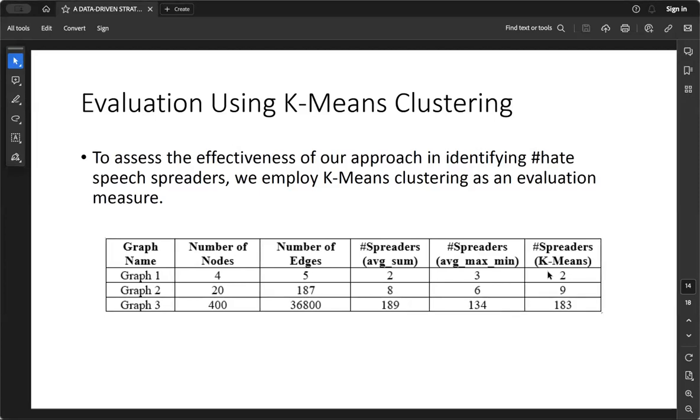So to assess the effectiveness of our approach in identifying the hate speech spreaders, we employed K-means clustering as an evaluation measure. So if you look at the table here, you'll see the two strategies that we proposed: one was the average sum and the other was the average max min.